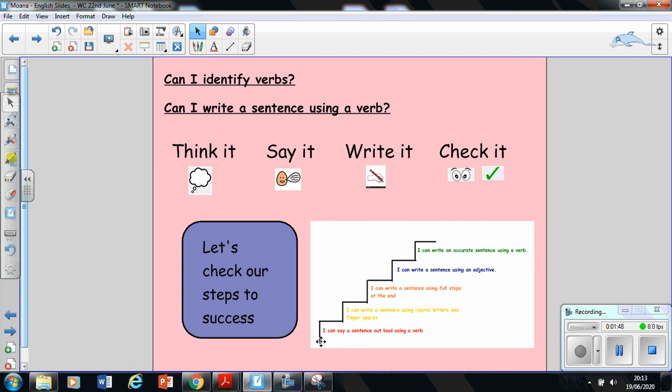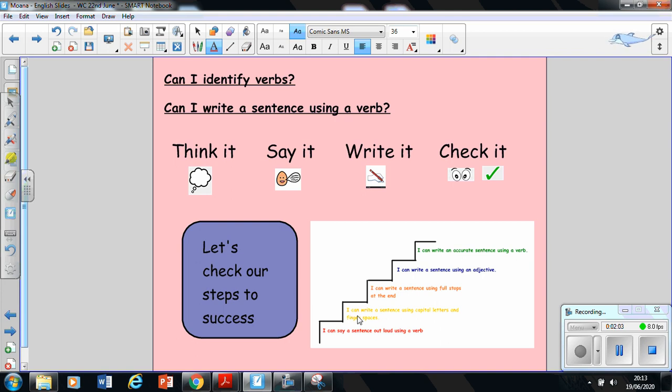So the first thing I'd like you to be able to do is say your sentence out loud using a verb. So it says, I can say a sentence out loud using a verb. And if you can do that, you give yourself a little tick next to that sentence.